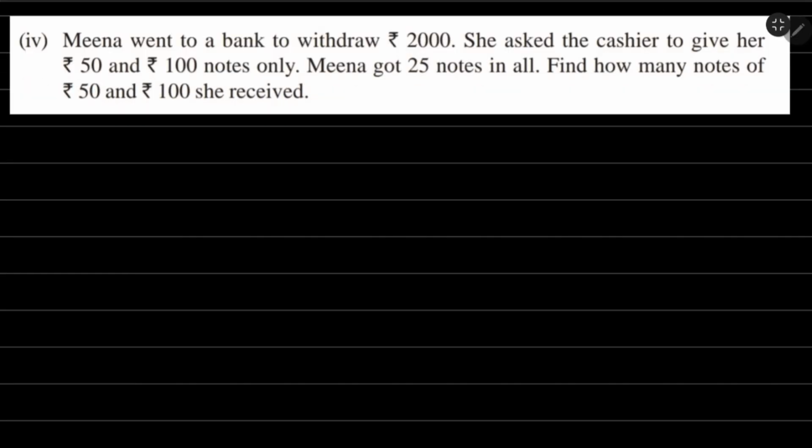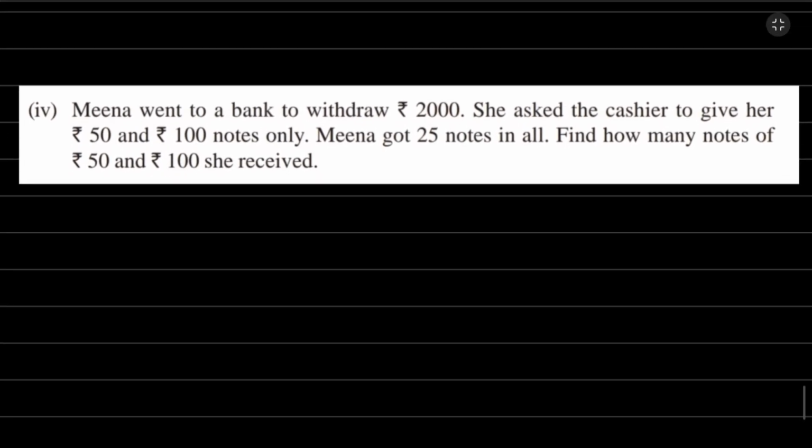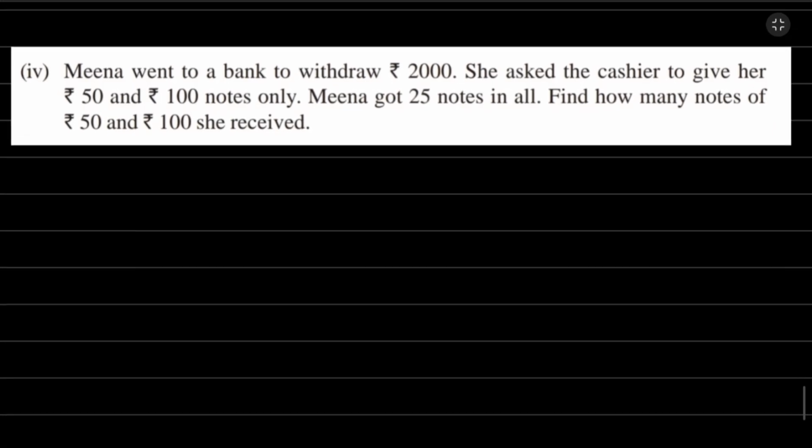So here what you're asked is to find how many notes of rupees 50 and rupees 100 she would have received. Whatever you are asked to find, you can take as your unknown variables X and Y. Meena went to a bank to withdraw rupees 2000. She asked the cashier to give only 50 and 100 rupee notes. The total number of notes that she got is 25. How many notes of rupees 50 and rupees 100 did she receive? Whatever is asked, let us take it as X and Y.